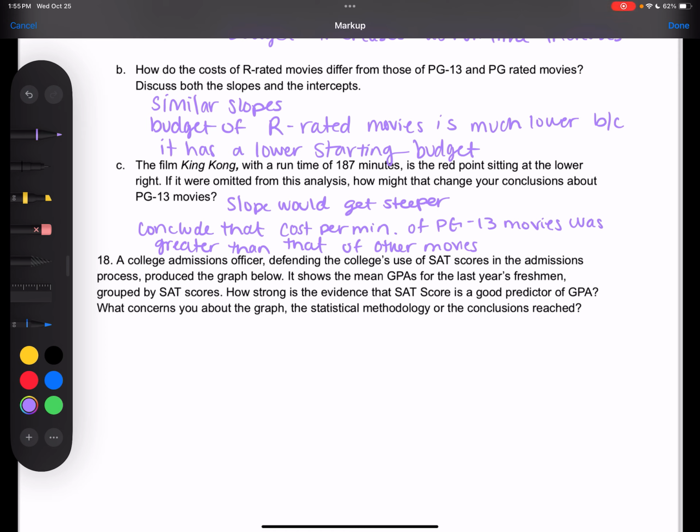What do you notice about this graph? It's a line. It goes up.